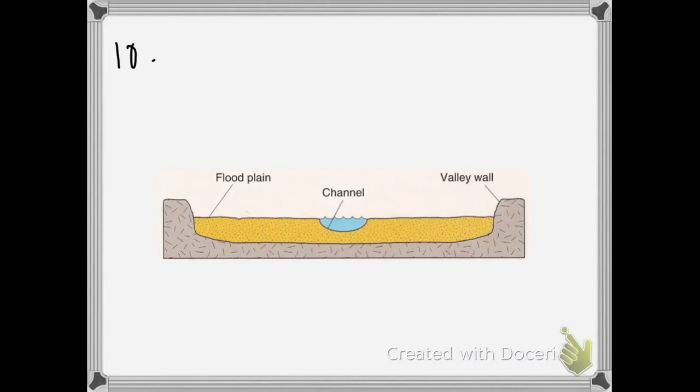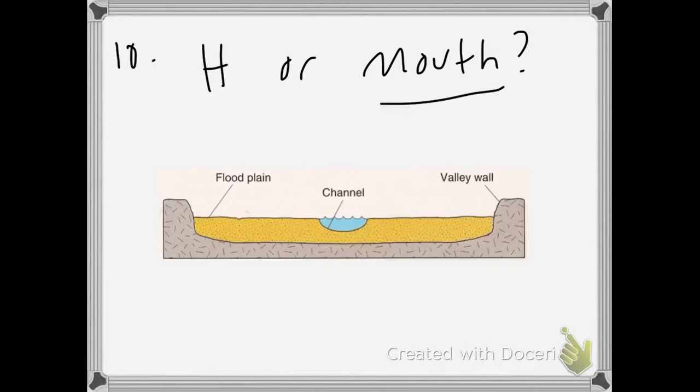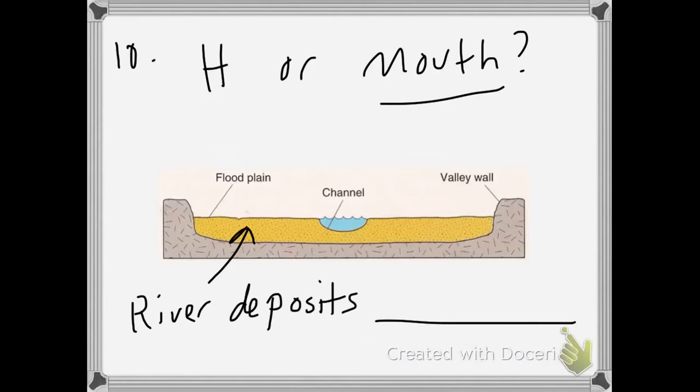Okay, question number 10 out of 20. So here we have another picture. Is this cross-section found toward the headwaters or toward the mouth? So that is toward the mouth of the stream. And here we have some yellow stuff, which of course is labeled as a floodplain. But what is a generic term for all river deposits? And this is a word that starts with the letter A.